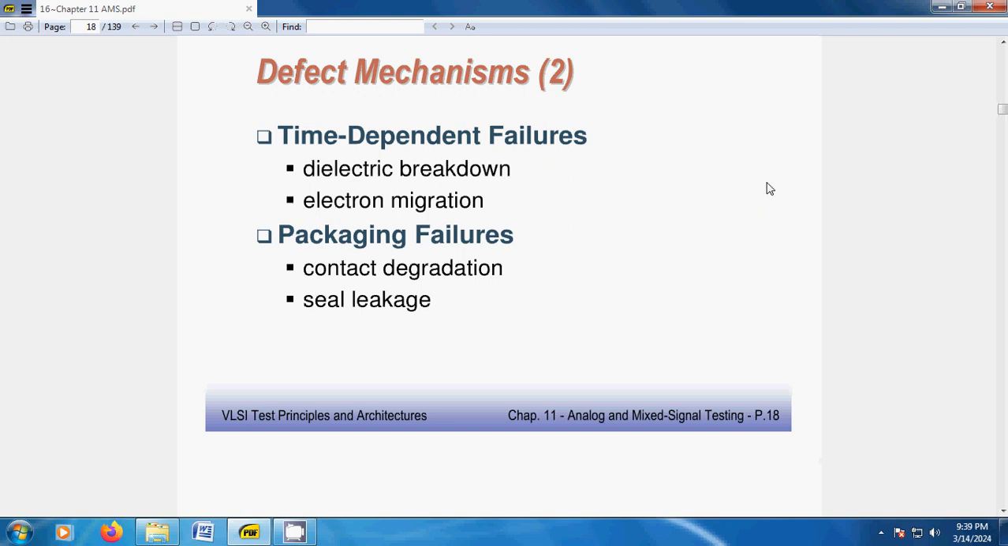The next is seal leakage. You will have an epoxy seal over the total IC. The epoxy seal is primarily for isolating the total IC from the environmental disturbances. When there is a seal leakage, the environmental disturbance will affect the working of the IC. So these are examples of package failures.